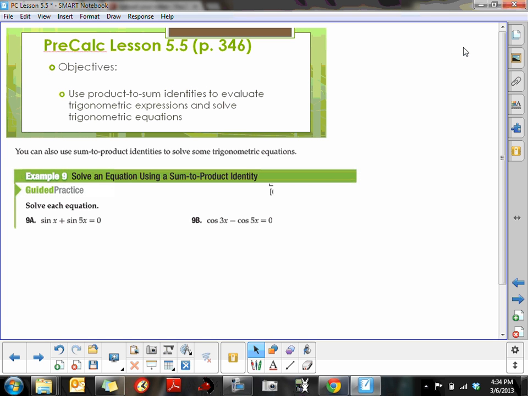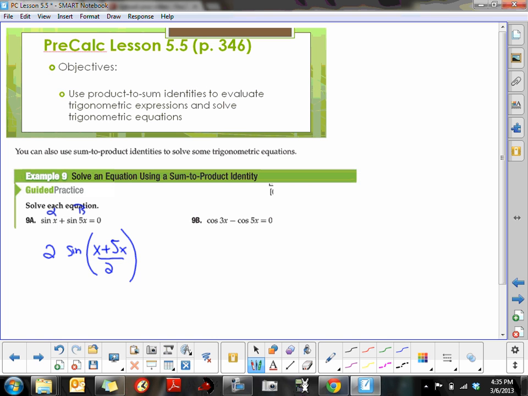So that means we can take this one and rewrite it as 2 times the sine of alpha plus beta over 2. Here's your alpha, there's your beta, so it's going to be x plus 5x over 2. You have to take that times the cosine of alpha minus beta over 2, so it's x minus 5x all over 2. So that's what we have to solve. We want to make sure that's set equal to 0.